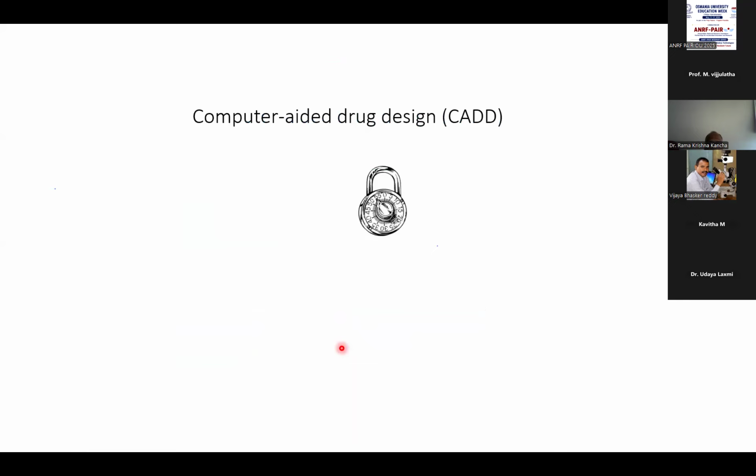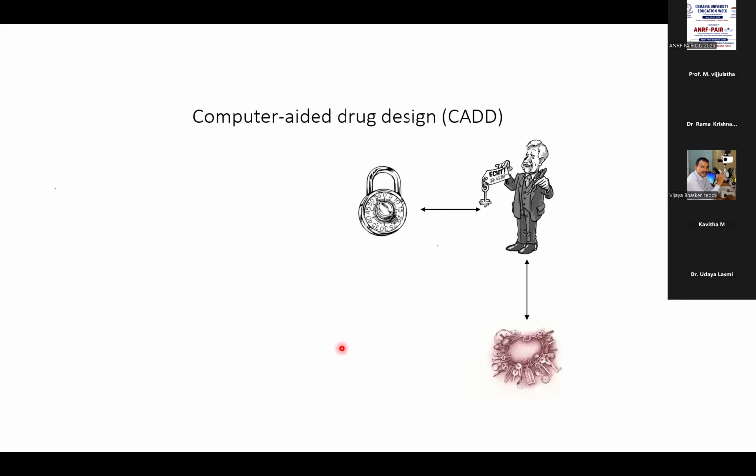So, what is computer aided drug designing? When we talk about computer aided drug designing, we talk about Emil Fisher's lock and key mechanism, where we say the keyhole of the lock is like the active site of the protein, and we try to design a lot of molecules which can open the keyhole or which can fit into the keyhole.